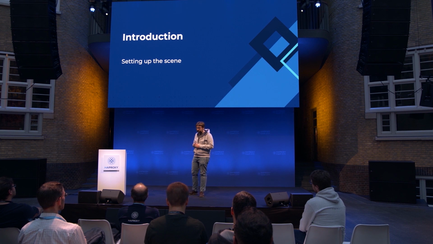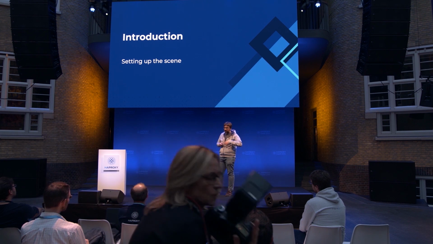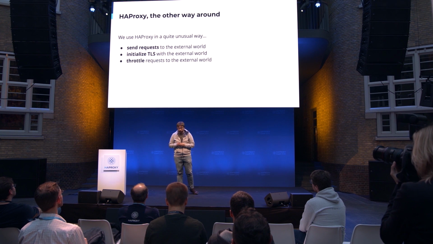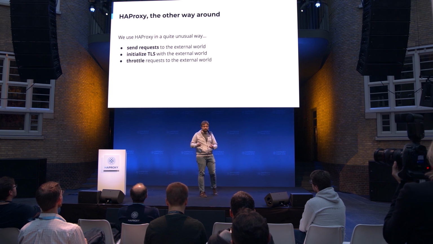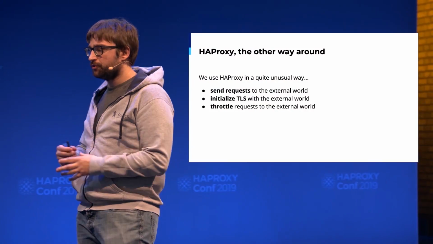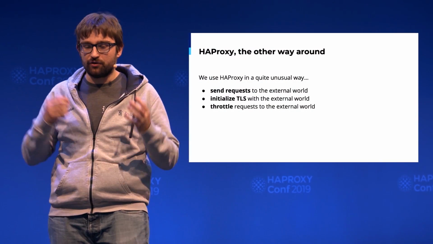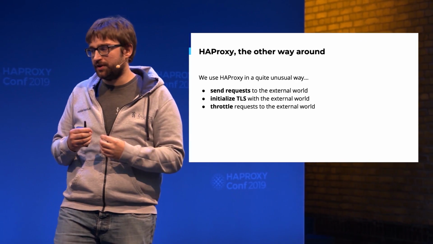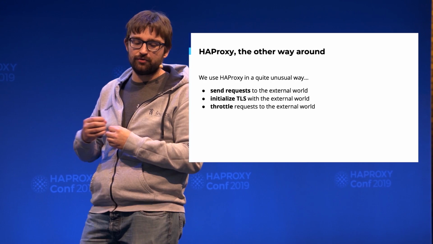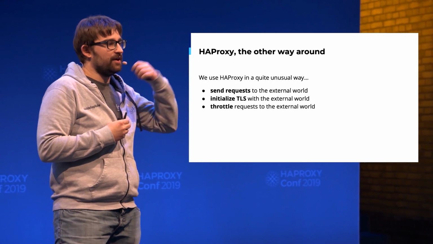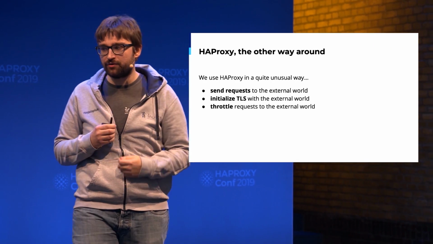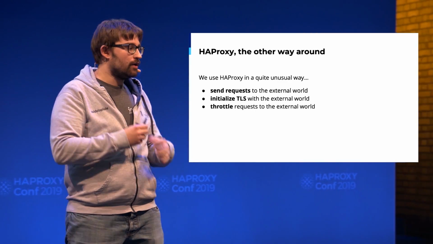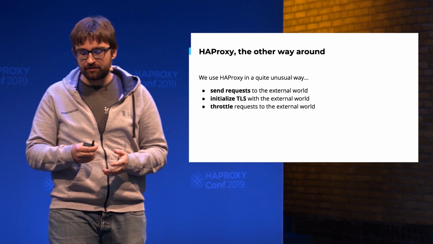So, setting up the scene. This is about using HAProxy to send requests to the outside world. Usually what you do is you put HAProxy at the beginning of your infrastructure, and then you let the traffic go in. What we want to do is actually to go out to the internet, to some private lines, to actually make an HTTP request from HAProxy. It means that the client will be HAProxy, and we will offload a lot of things to HAProxy itself.